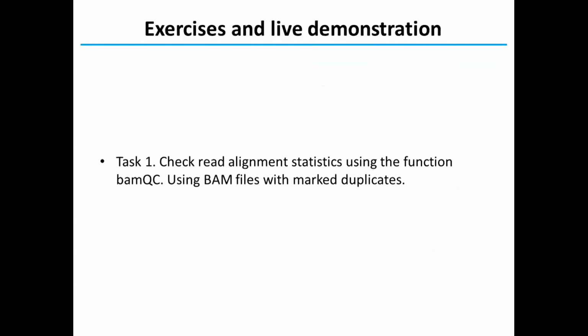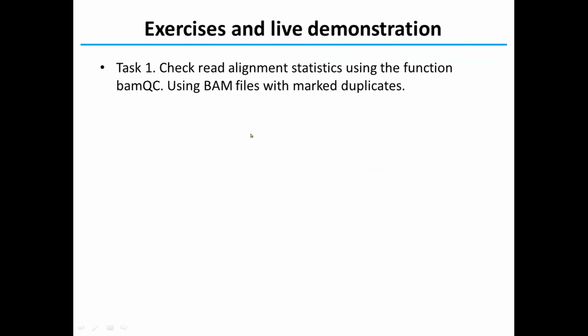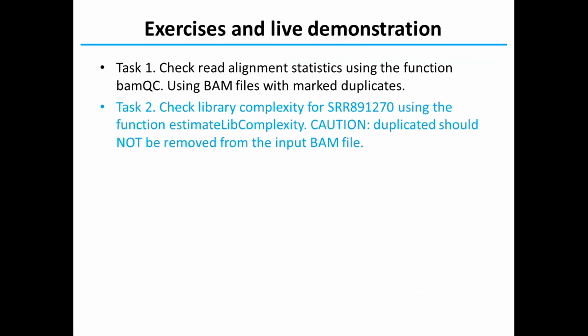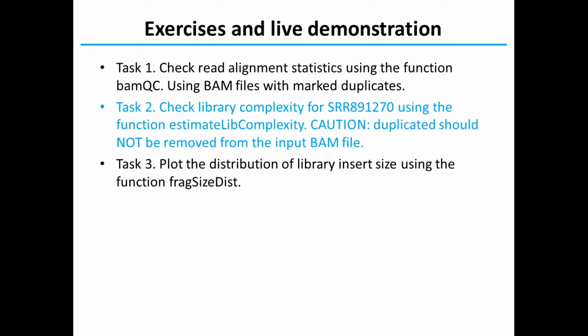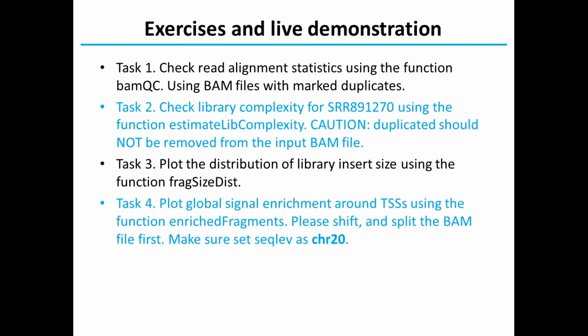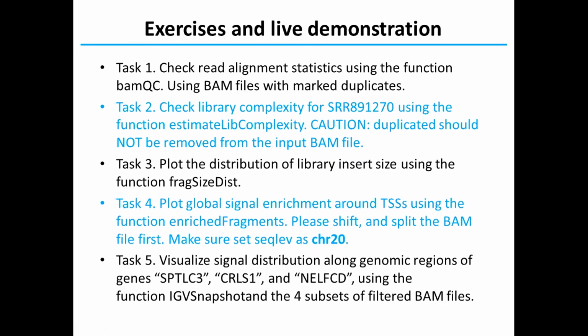So we may use that. The tasks we are going to work through: first, check the read alignment statistics using the function bamQC. Then we do a library complexity estimate. After that, we plot the library insert size distribution. Then we plot the TSS enrichment signal. And at the last, we use IGV snapshots to visualize a few genomic regions.